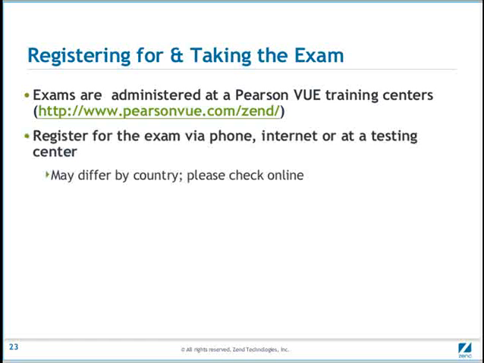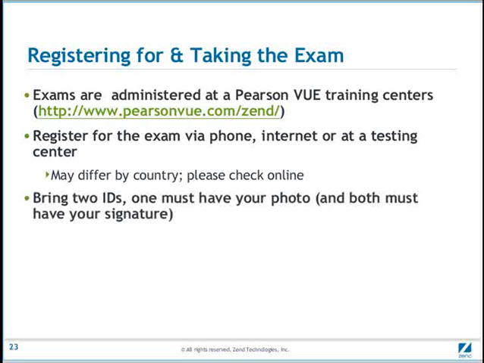So when you're ready to register, you can register through Pearson VUE, either via the phone, online, or by actually going into a testing center. And it does vary by country, so please check online for what their restrictions and requirements are. You will be asked to bring 2 IDs with you. One must have a photo, and both of them must have your signature.